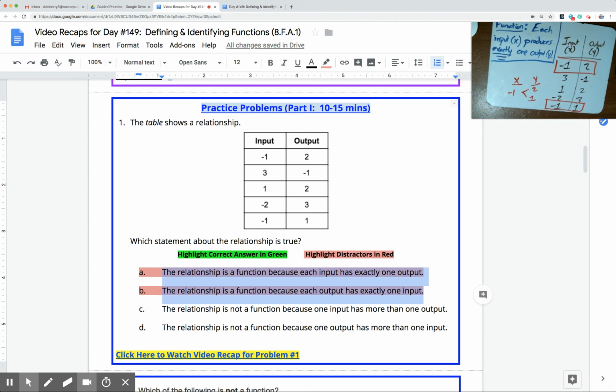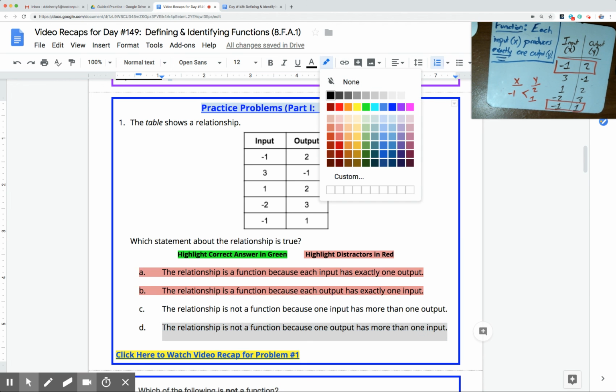So now it comes down to the reasoning. Answer choice C, the reasoning says because one input has more than one output, and that does seem like a true statement. That's the very reason it's not a function. I see the input -1 has 2 outputs. It has more than one output. Answer choice D is a distractor. It says because one output has more than one input, they got the definition backwards.